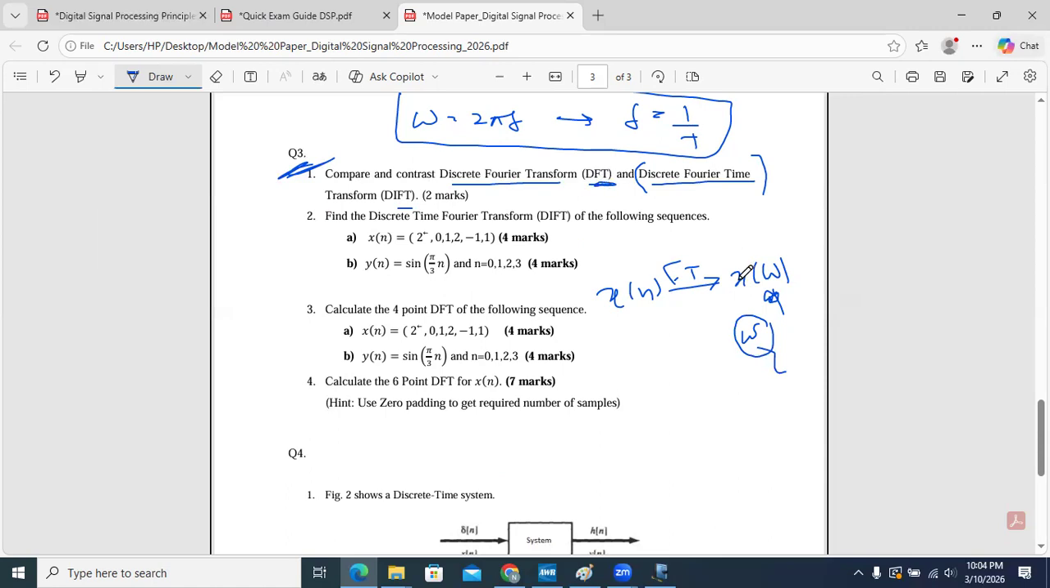In DFT, we are getting frequency samples. Here in the discrete time Fourier transform, the frequency spectrum is there, which means omega is continuous. But in DFT, we are getting only discrete samples of the frequency domain signal. So that is the difference between the discrete Fourier transform and the discrete time Fourier transform. There are two lectures you can refer to if you need more understanding. Okay, so that is that.